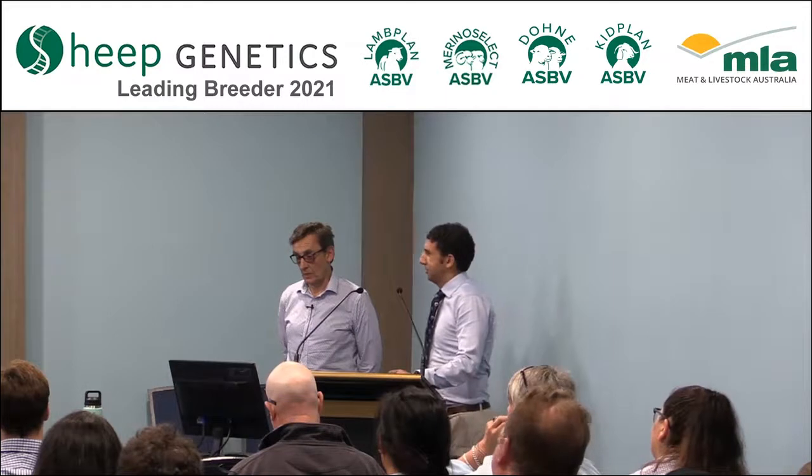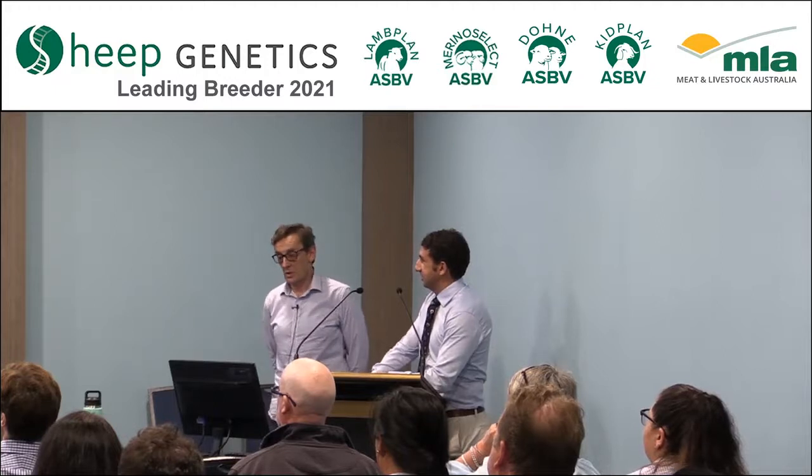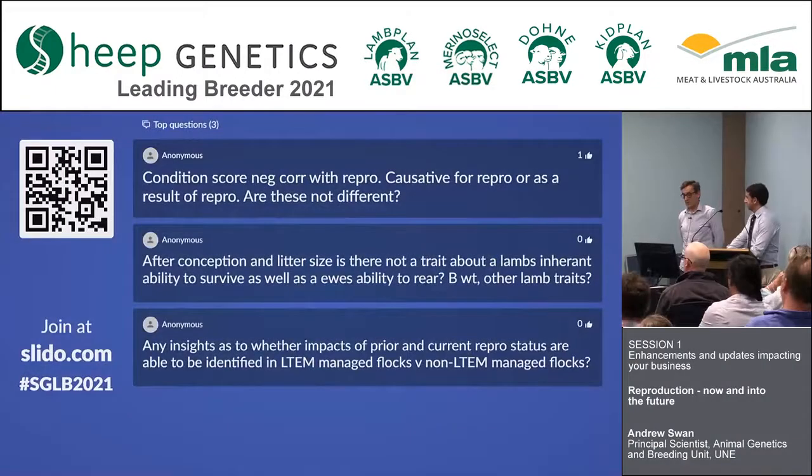Next one's a bit of a doozy. After conception and litter size, is there not a trait about a lamb's inherent ability to survive, as well as a ewe's ability to rear?